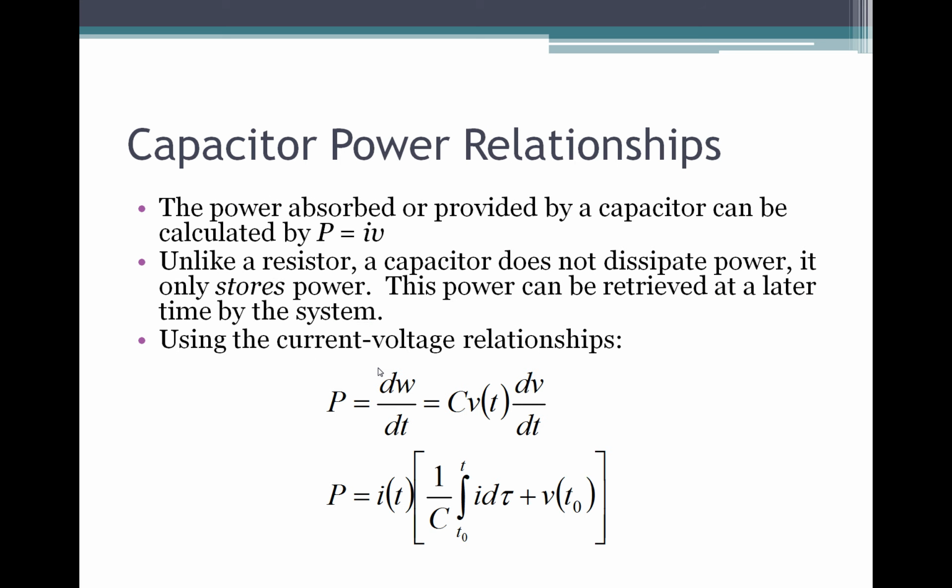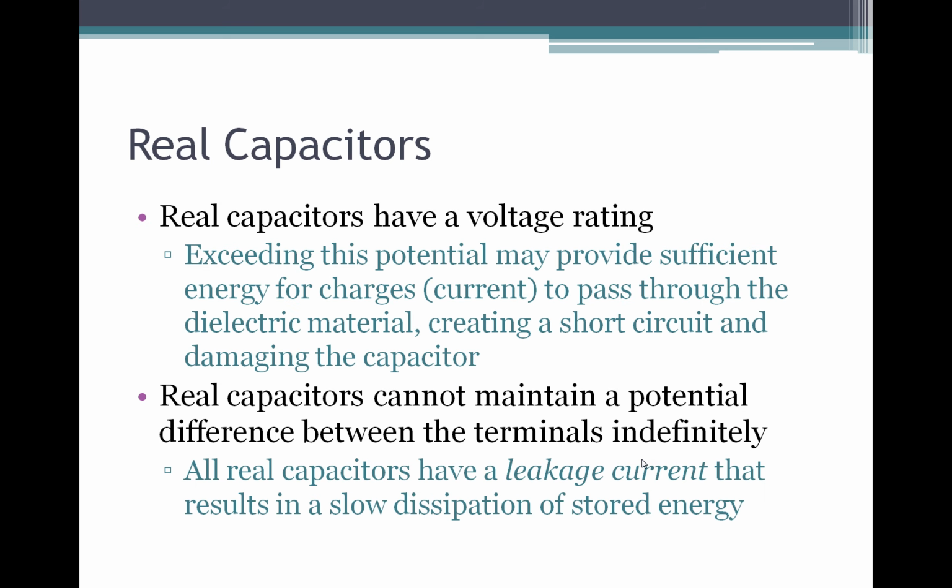We can also determine the amount of power that's absorbed by a capacitor. It can be calculated by the product of current and voltage, but unlike a resistor, a capacitor does not dissipate any power. It only stores it. Okay, and this power can be retrieved at a later time by the system. Right, and using the current and voltage relationships, we can come up with these two different relationships for power: the relationship between current, voltage, and power that is absorbed by a capacitor.